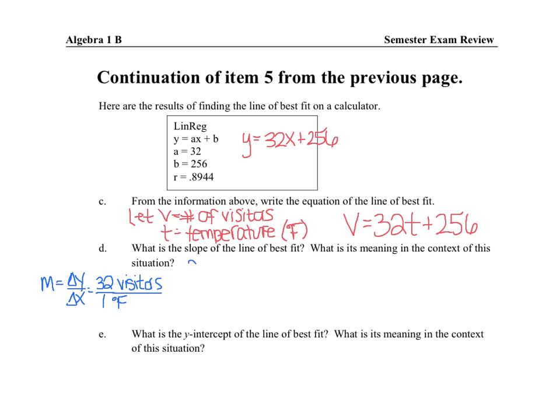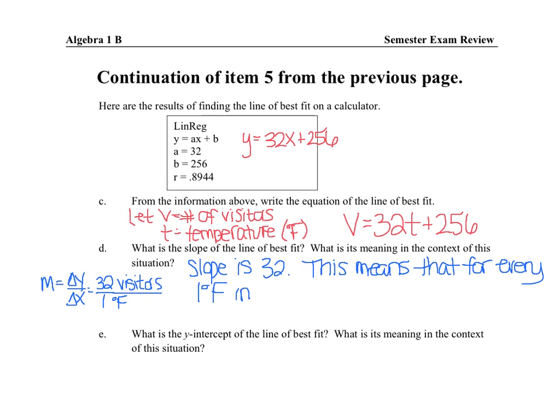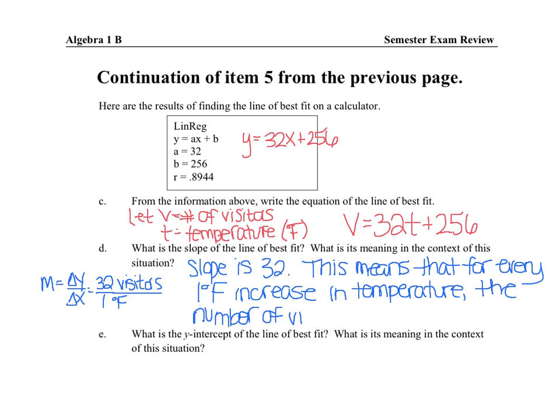So my slope is 32. This means that for every 1 degree Fahrenheit increase in temperature, the number of visitors to the beach increases by 32.